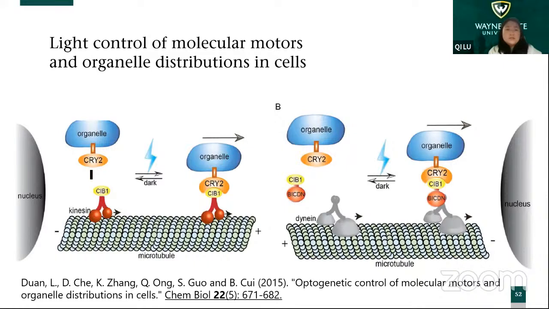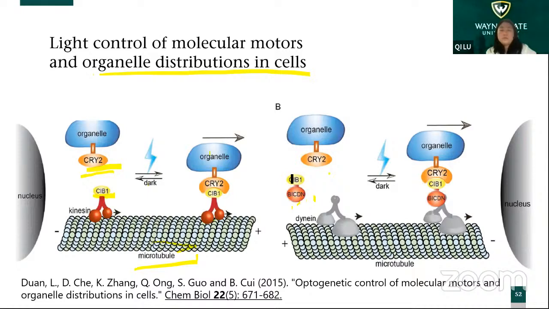Another is the CRY2 and CIB1 binding, for light control of organelle distribution in cells. The experiment design links CRY2 with CIB1, and after shining the white light, the organelles will be connected to the kinesin and start to move on the microtubule. Another design is the CRY2, CIBN, and the BicD.